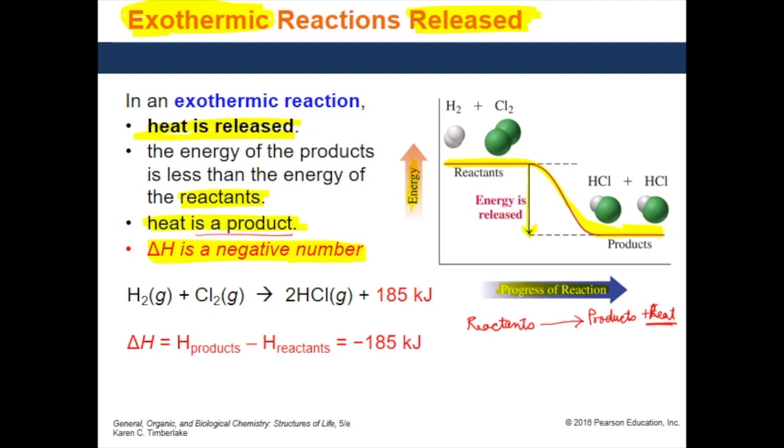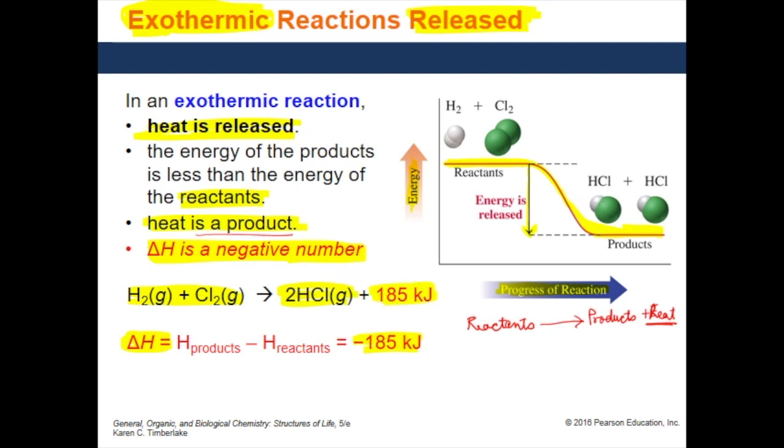Okay, this is something you should memorize. Whenever you see that delta H for a reaction is a negative value, that means this is an exothermic reaction. For instance, in a reaction of hydrogen with chlorine, it produces HCl. This reaction is a highly exothermic reaction.